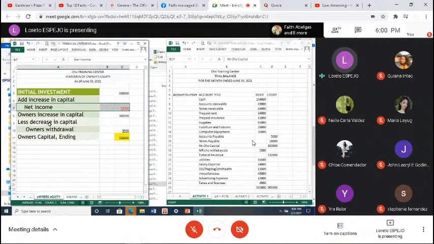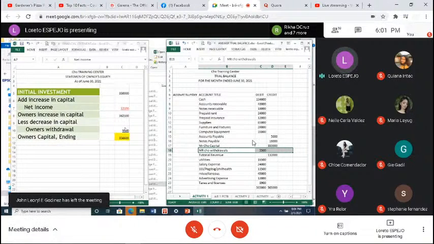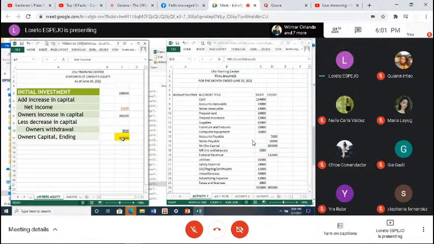Less decrease in capital. Meron ba siyang withdrawal? Yes, meron siyang withdrawal. Ito po yun. So, 5,500. So, 362,100 less 5,500 will give you 356,600. So, manggagaling lang po yung amount dito sa trial balance po natin.